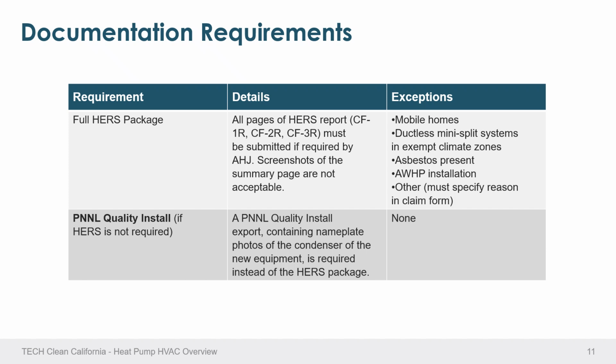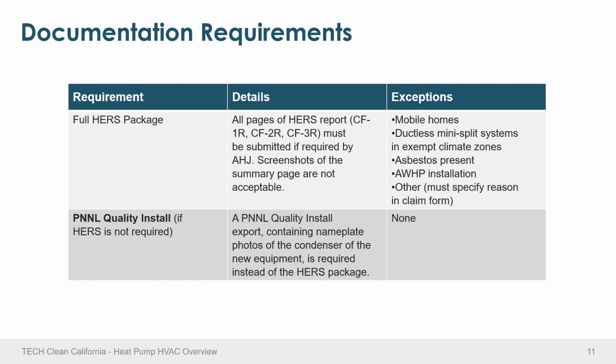Another important document that must be uploaded into the claim form is the full HERS package. If it's required by the local authority having jurisdiction, or AHJ, then tech will also require that it is submitted into the claim form. The submission must include all pages of the HERS report, the CF1R, 2R, and 3R.